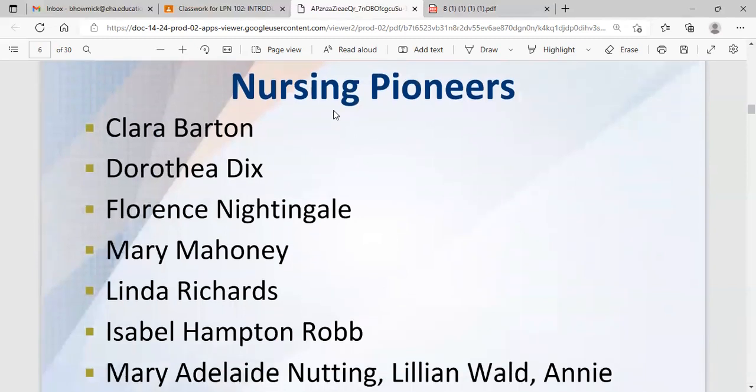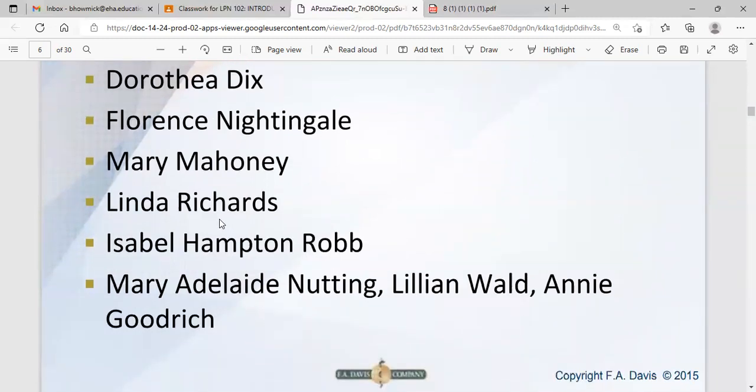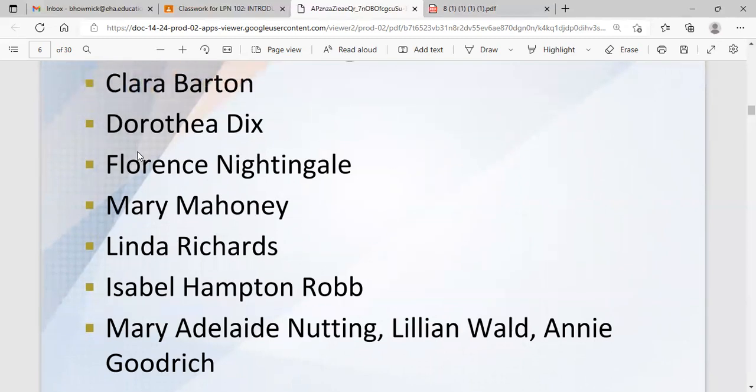Here are a few names who are very iconic in our nursing science. The first one is Clara, then Dorothy, Florence Nightingale, then Mary, Linda Richards, Hampton Robb, and also Lillian or Annie Goodrich. So a few names here, but we want to focus on only two persons. One is Florence Nightingale. She started modern nursing science, and Nightingale is recognized as the founder of modern nursing.